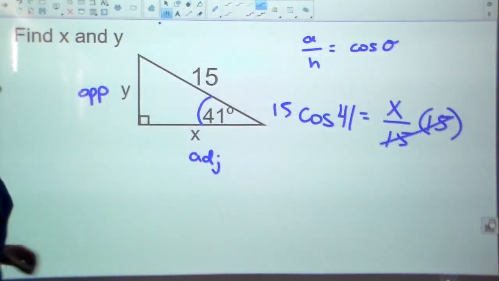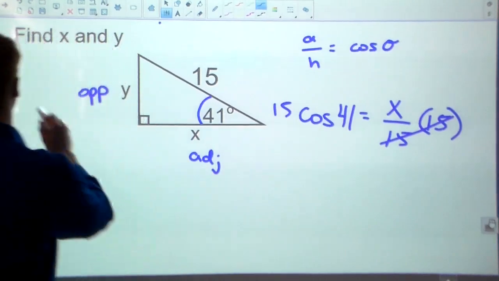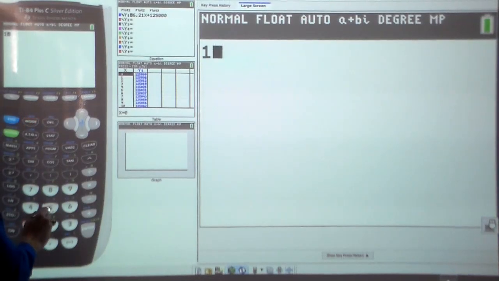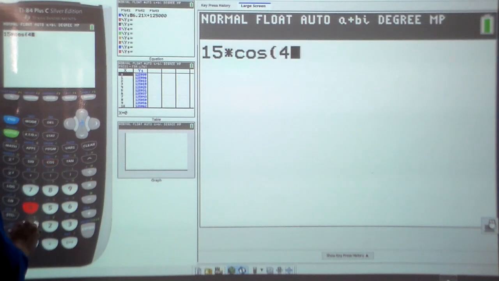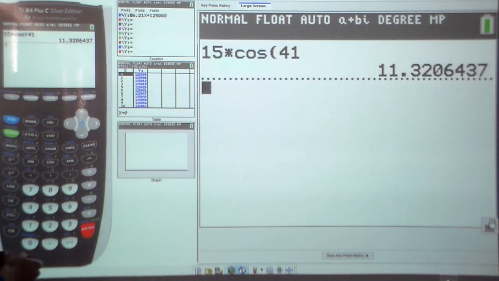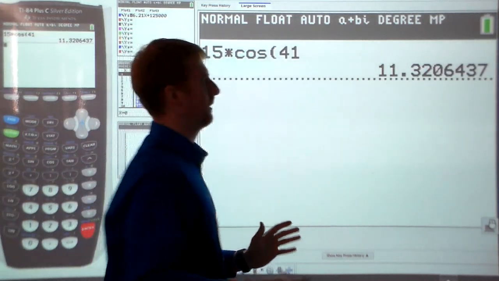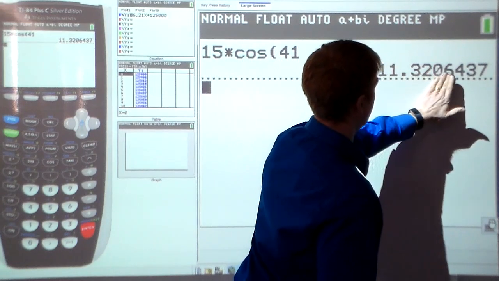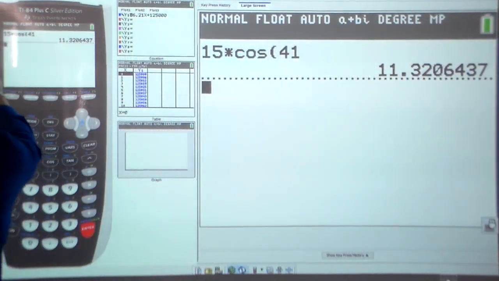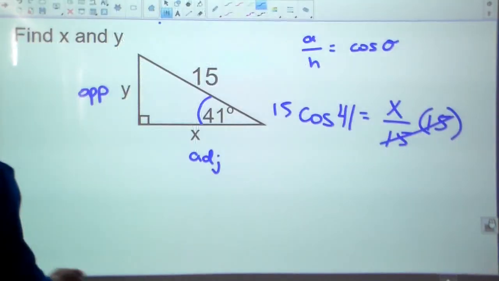So we're trying to figure out what 15 cosine 41 is. So 15 times cosine 41. And I'm going to recommend you round to 2 decimal places on all of these. So 11.32 is going to be good enough. So there we go, 11.32.